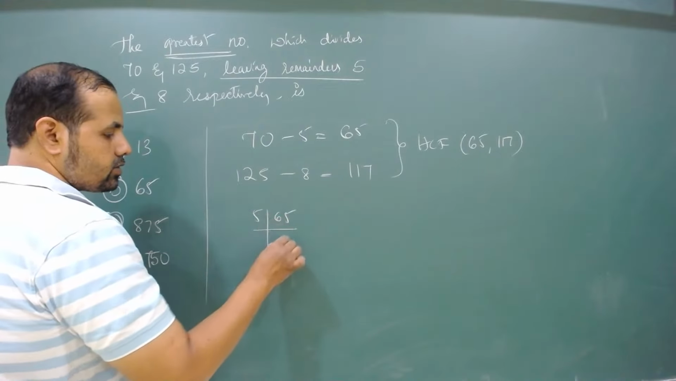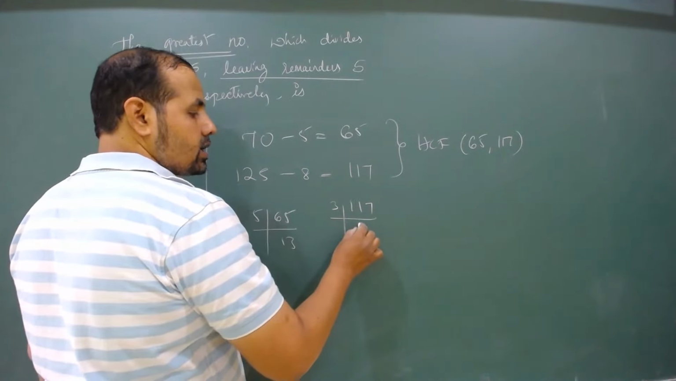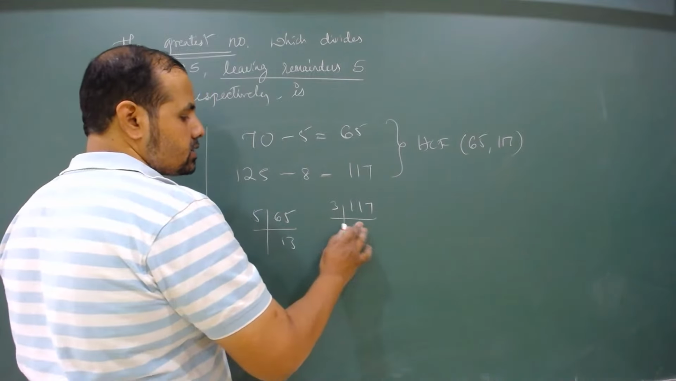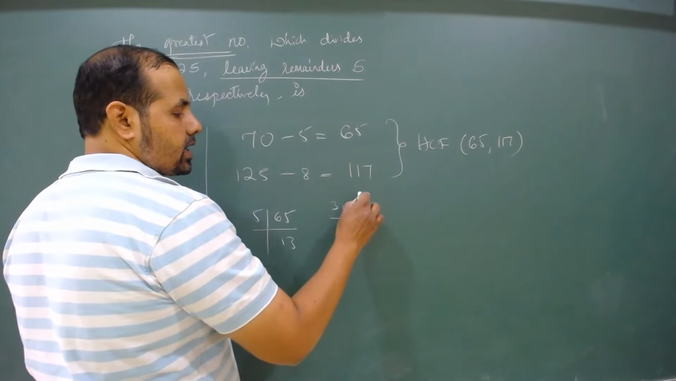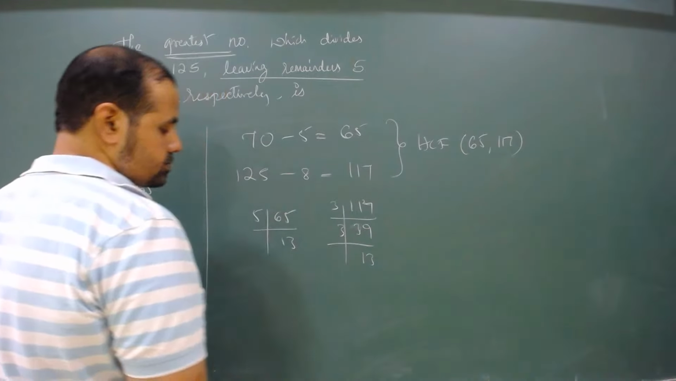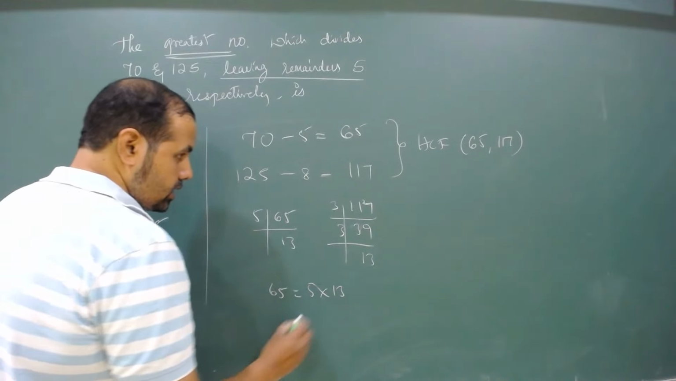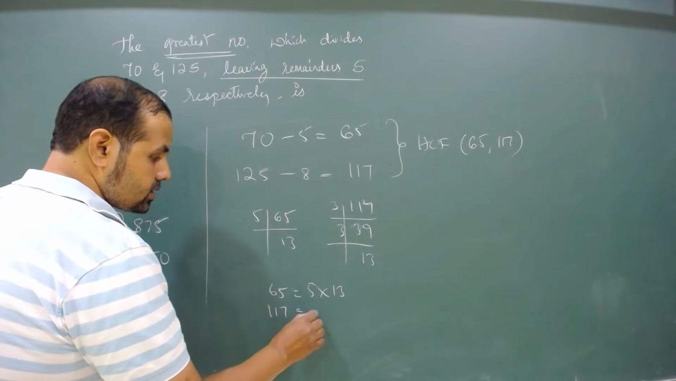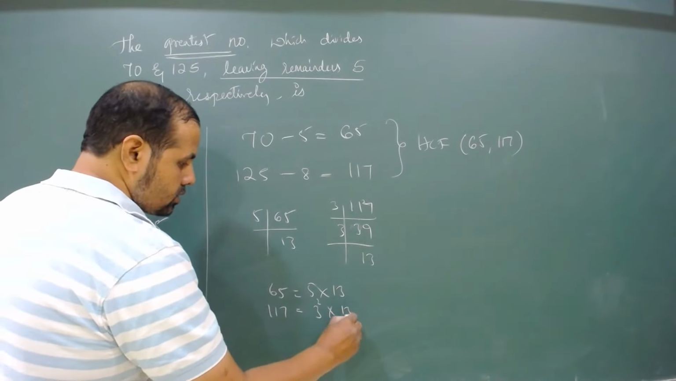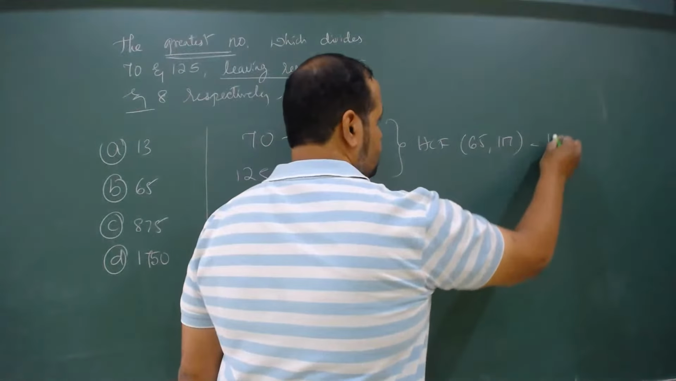65 is 5 into 13, and 117 is 3 square into 13. So you can clearly see that HCF is 13.